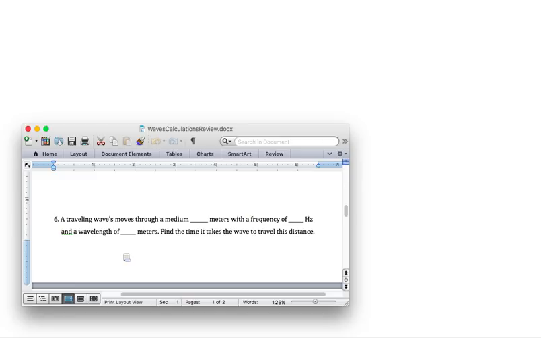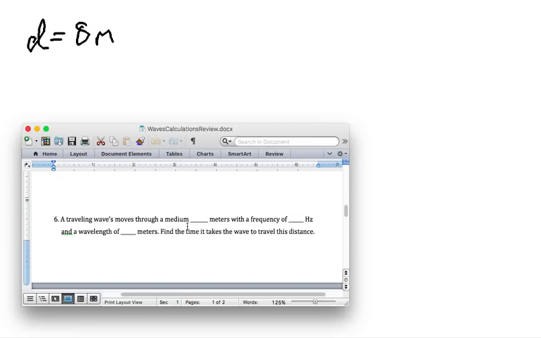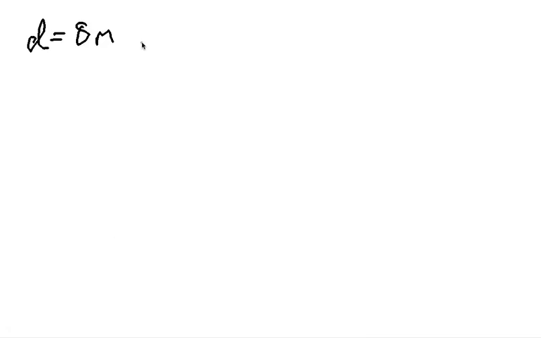Okay, the next one that I think we're going to do is number 6. So a traveling wave moves through a medium blank meters with a frequency of blank hertz. So let's say the distance that it travels, let's say that it travels 8 meters. And it has a frequency of, let's say, 12 hertz.